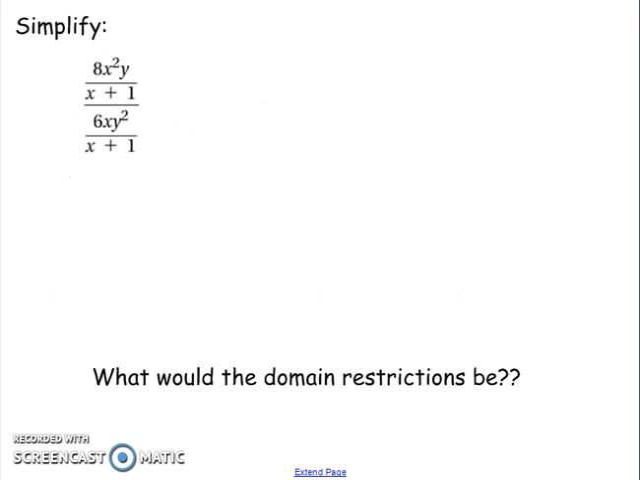So if we look at this, same idea. This giant line here is your division line, so we're going to set it up as a division problem: x squared y over x plus 1 divided by 6xy squared over x plus 1. Since it's division, we're going to change it to multiplication.